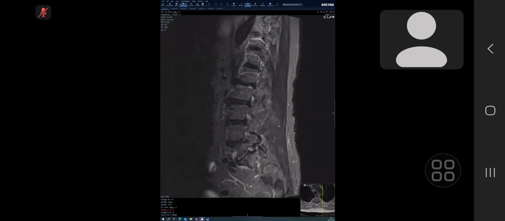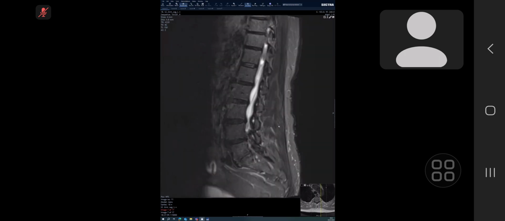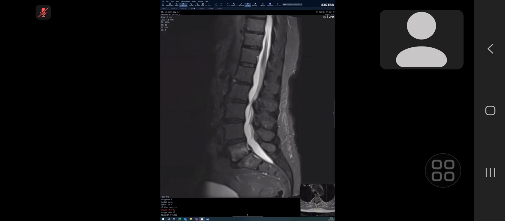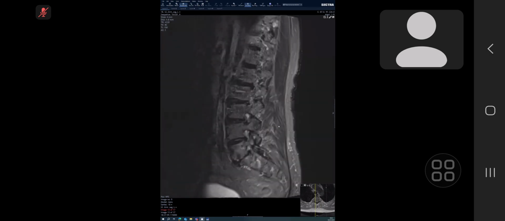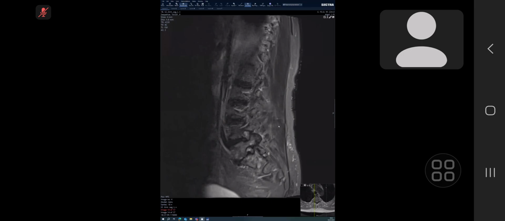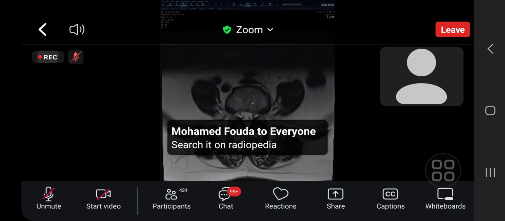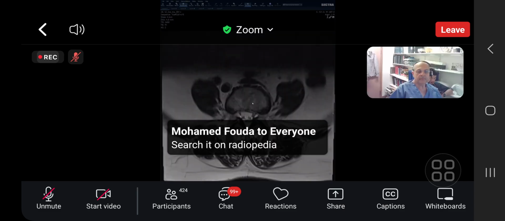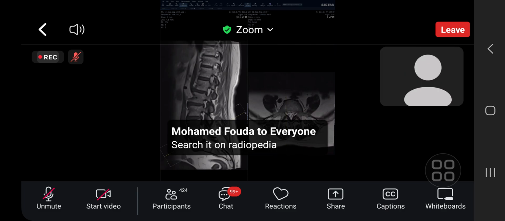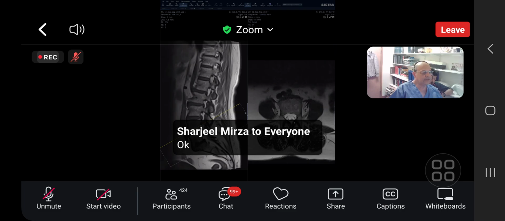In this T2 STIR image, I can appreciate that the spinal cord in the lumbosacral region appears normal to me. Sir, I would like to see the axial sections. Okay, the axial sections. There you go. Can we scroll it side by side? Yes, we can. Sir, from the top to the bottom, please. Okay, so this is the axial that we have available on this study.